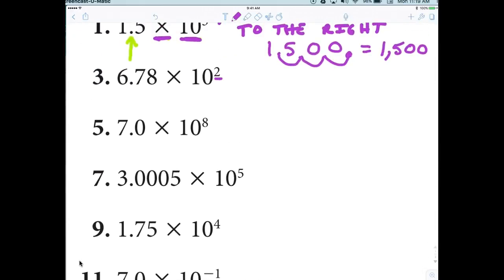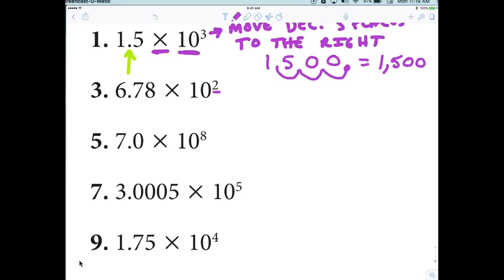How many places do I have to move on here, Julian? 2. So the answer is what? 6.78. You didn't move the decimal. Leave them alone, then you add 2 more. Nope. 678. The answer is just 678. Because if I move the decimal once, move it twice, I don't have to add any zeros. So the answer was 678.